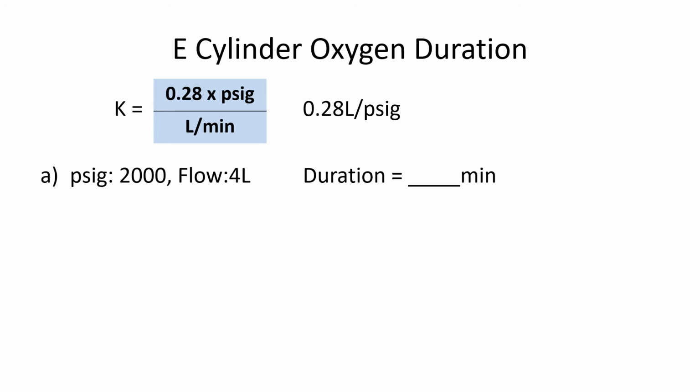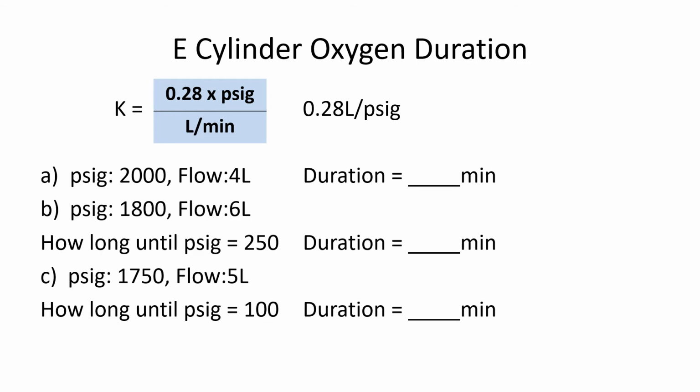E-cylinders. Again, we're just going to assume perfect conditions. This time the conversion factor is 0.28. So the math is exactly the same. So for A, we take the conversion factor, 0.28, multiply by the gauge reading, which is 2,000, and divide by the flow rate, which is 4 liters per minute. So for A, how long would A last? 400 even? All right, not bad.